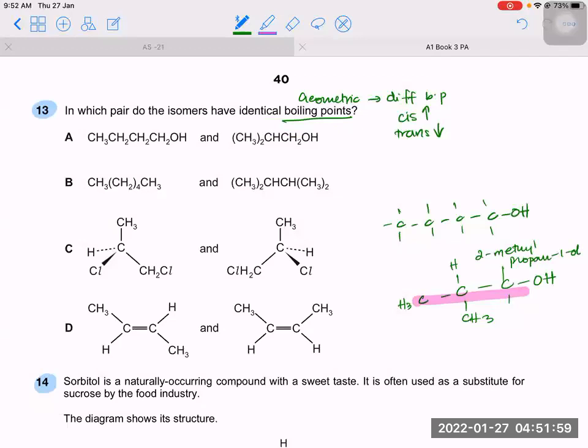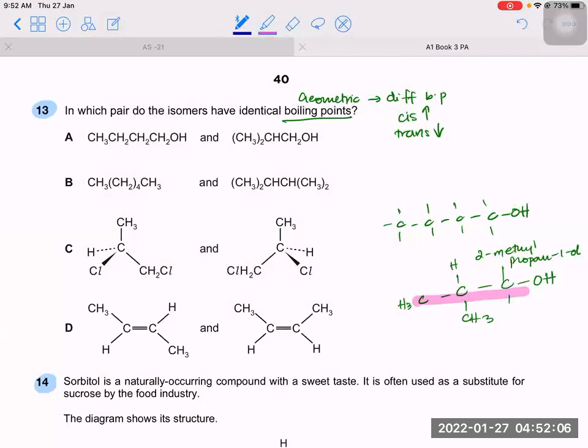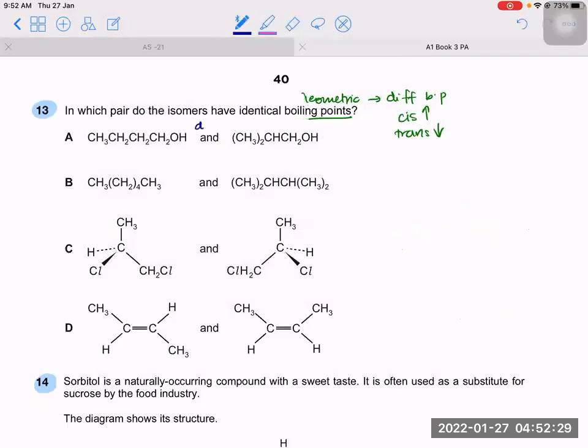Will they have different boiling points? Yes, even though their molecular formula is the same, they will have different boiling points because the strength of intermolecular forces will be different. I told you it depends on the number of electrons and surface area. This has greater surface area. This has less surface area. So will they have different boiling points? Yes. So for these, it would be different.